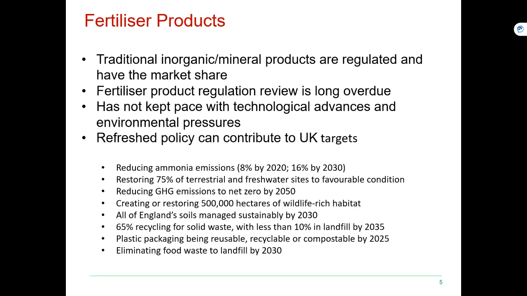And we have quite tight targets for waste. We want 65% of recycling for solid waste and less than 10% in landfill by 2035. And we want all plastic packaging being reusable, recyclable or compostable by 2025. And we're hoping to eliminate food waste to landfill by 2030.